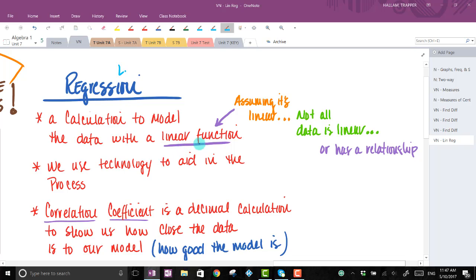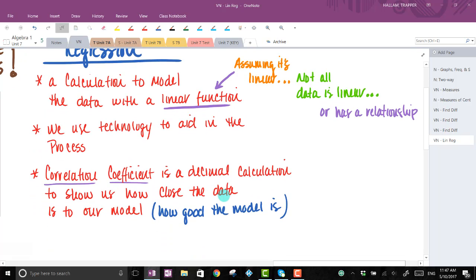So we're going to talk about linear functions, assuming that it's a linear function, but not all functions are linear, just like I said, or some functions don't even have a relationship. And so once we make a model or use technology to aid in that process, how do we tell if it's a good model? That was one of our other questions there. Well, we can also get a calculation by doing regression, what we call the correlation coefficient, which is some decimal that will tell us how good the model is. That's what we're going to do today in class.